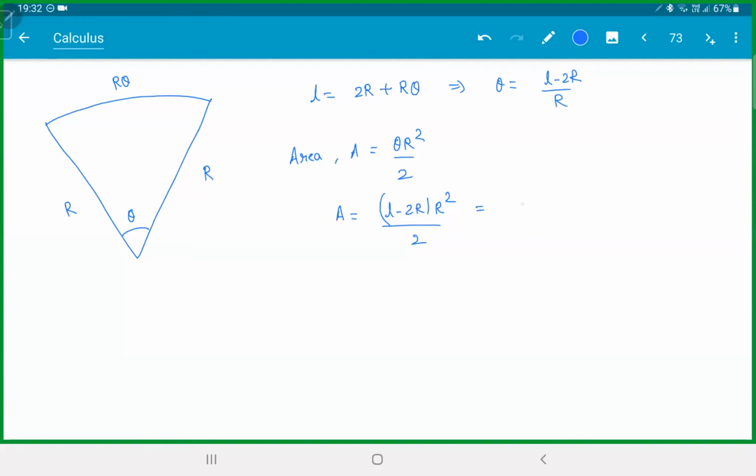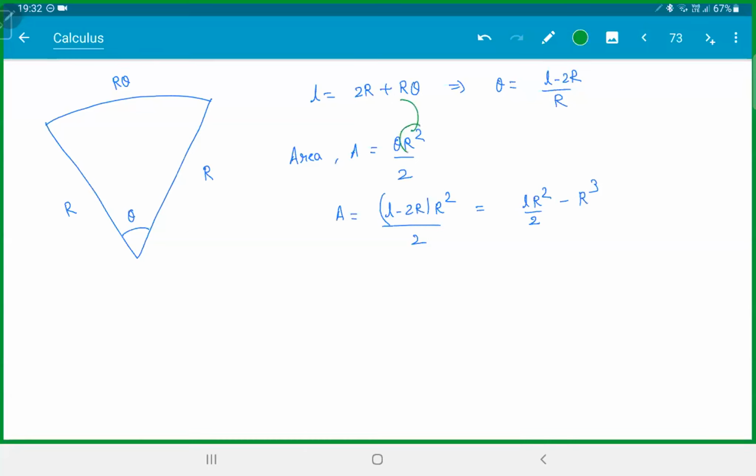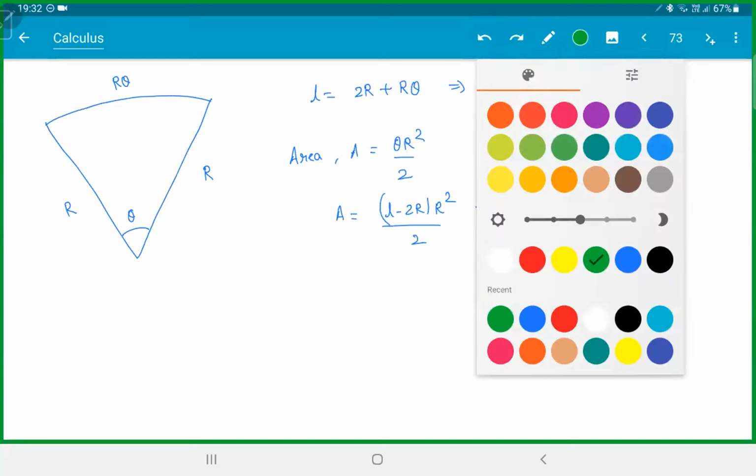So this will be LR square by 2 minus R cube. This is the area as a function of only radius. Theta got eliminated. You can ask me, sir, why are you not eliminating R? I can do that, but if I eliminate R here, there's a square function that looks messy. You would have got the answer. I just try to keep it simple.